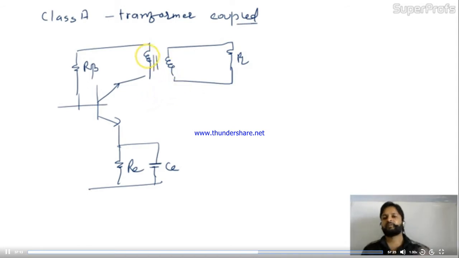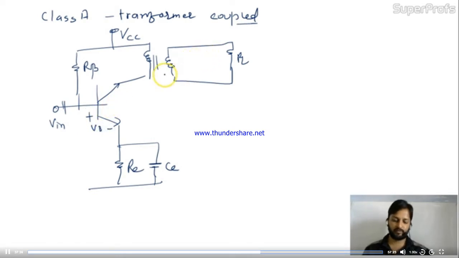So in the direct couple, the load resistor was connected in the collector, but here it's not directly coupled, it's transformer coupled. Between the load and collector we are having a transformer. So this is VCC over here, everything is given. This is RB, over here I apply V in, capacitor is given over here. This is the drop VBE. This is the transformer couple.